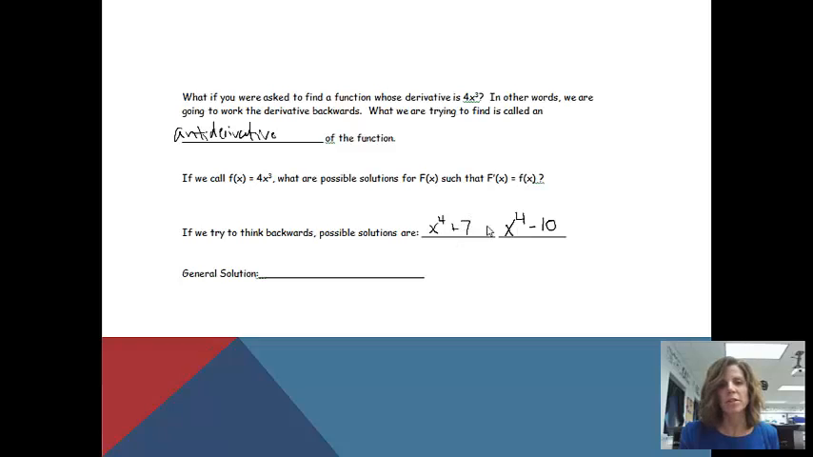You'll notice as long as I put a constant next to the x to the fourth, I really can put any constant that I want. That leads us to the general solution, which is just going to be x to the fourth plus c. So c is just any constant that I could put next to it.